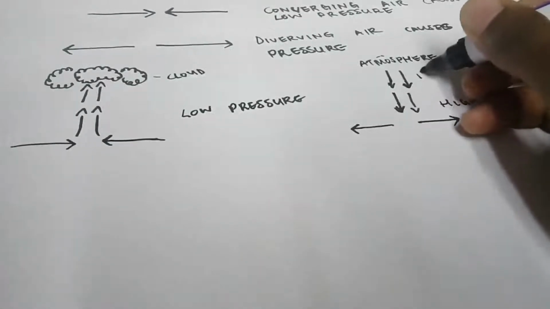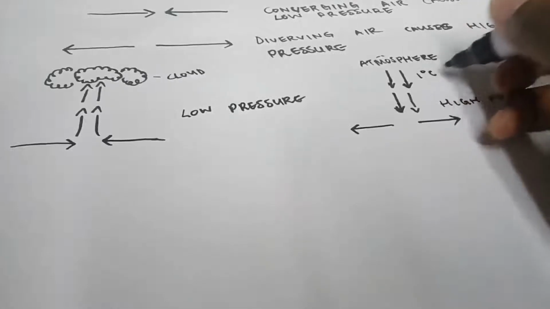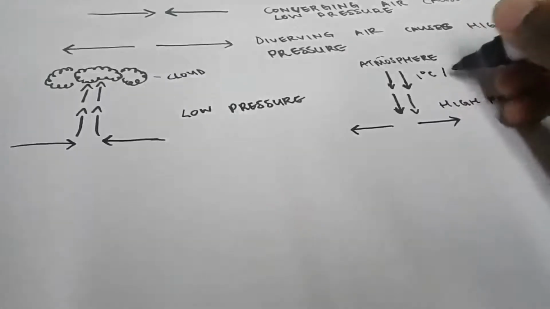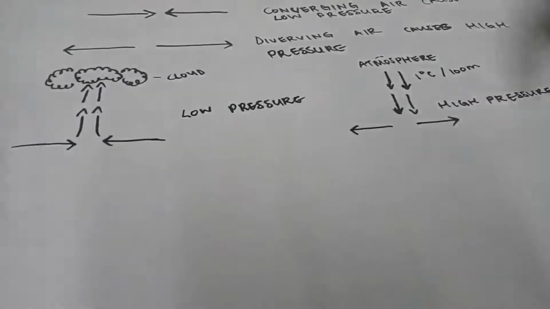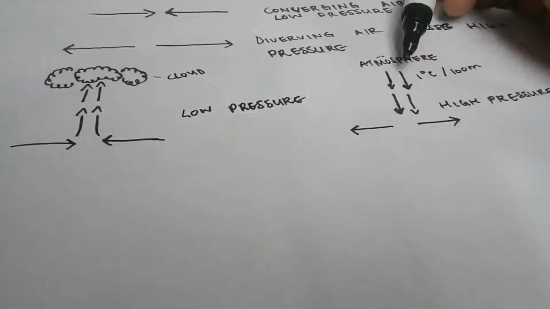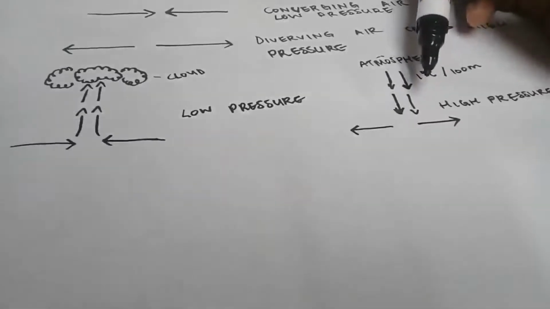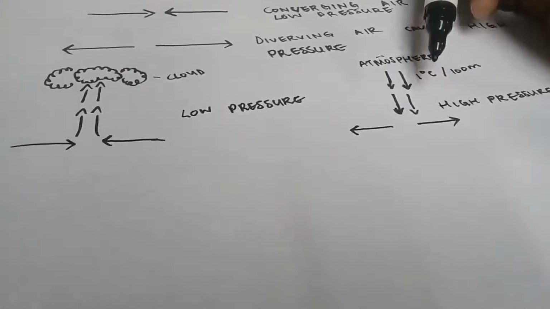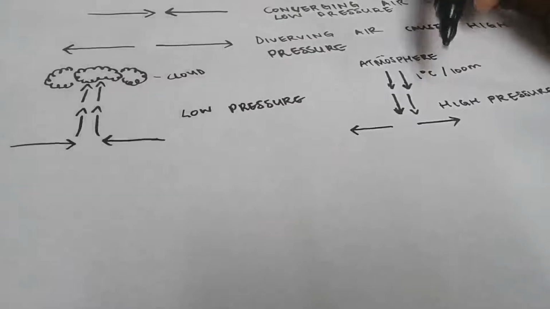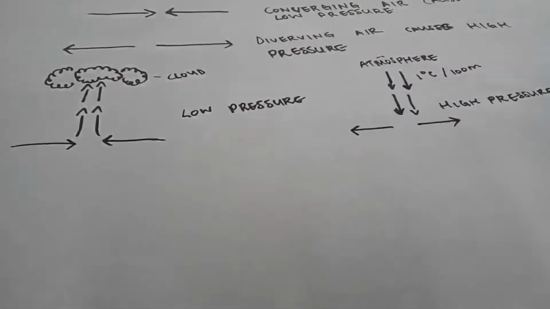This will warm at 1 degree Celsius per 100 meters. So as this air from the atmosphere goes down, it will increase its temperature by 1 degree Celsius every 100 meters. Yeah, so that's it.